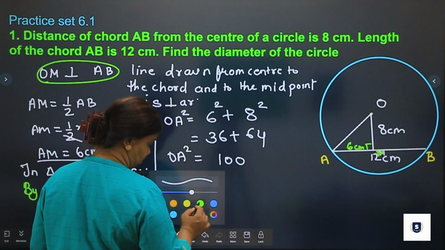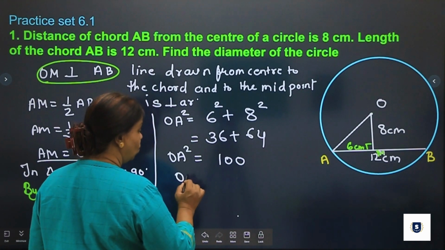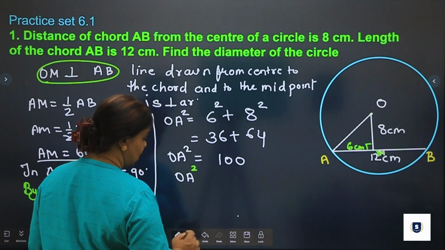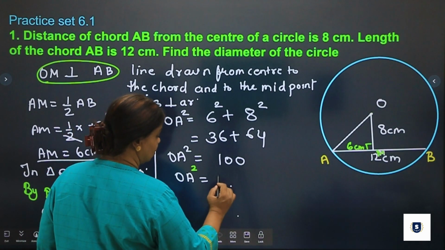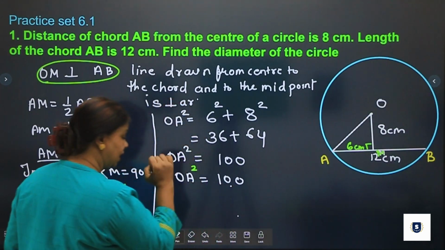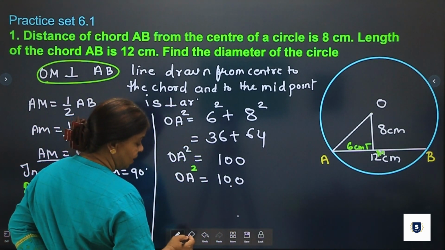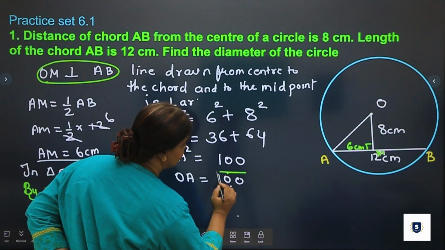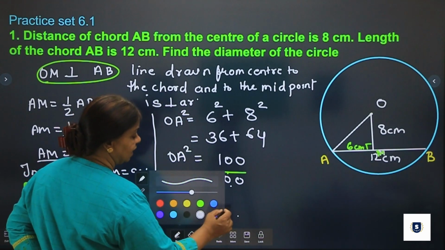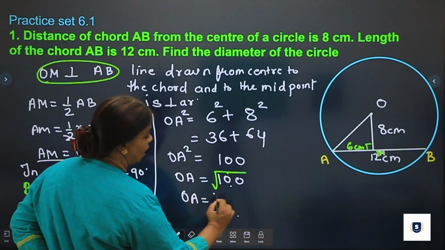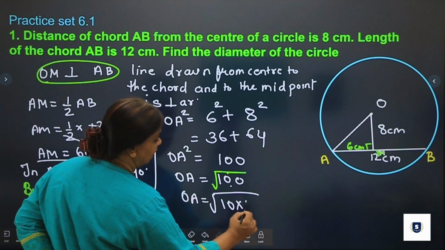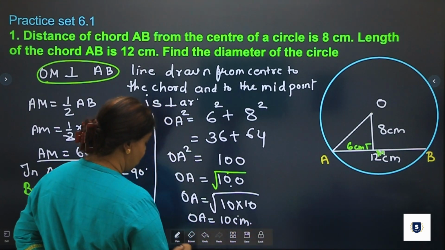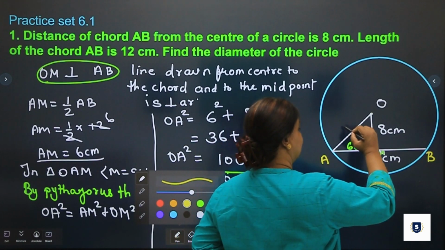Now here, OA square is equal to 100. What will I do? I will remove the square from here. If I remove the square, I will place the square root. So I will get OA is equal to under the root 10 into 10. OA is equal to 10 centimeter. So, we got OA as 10.